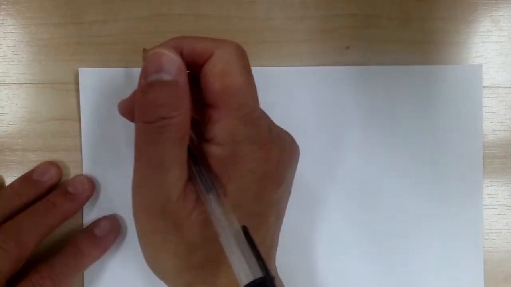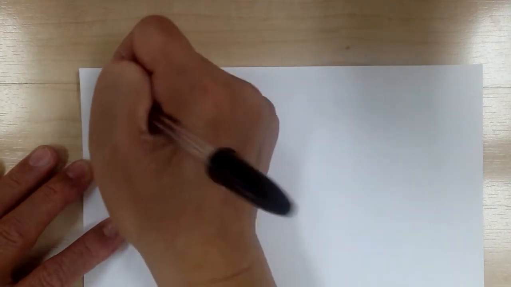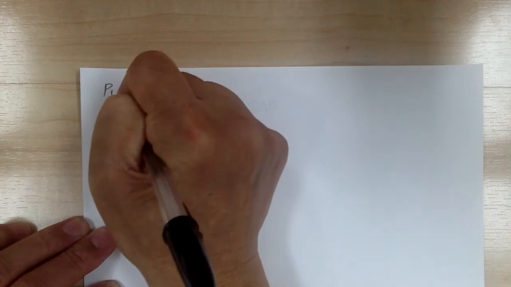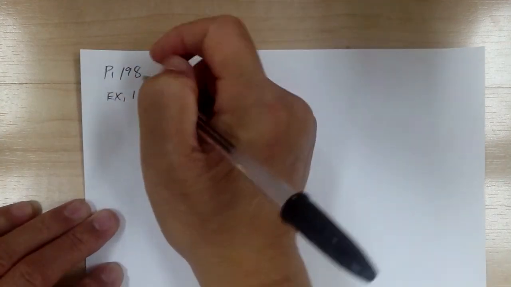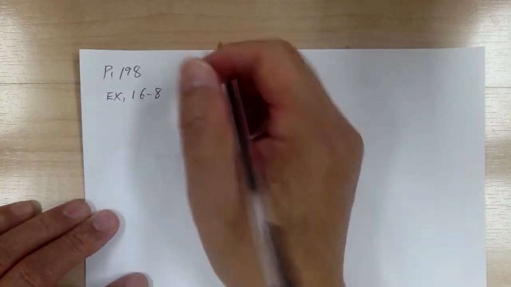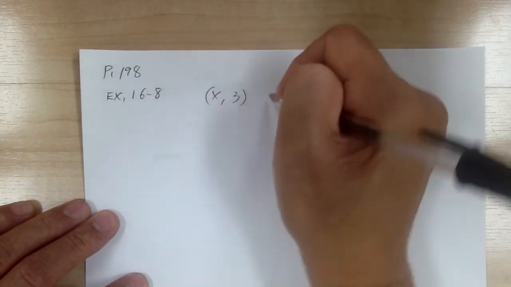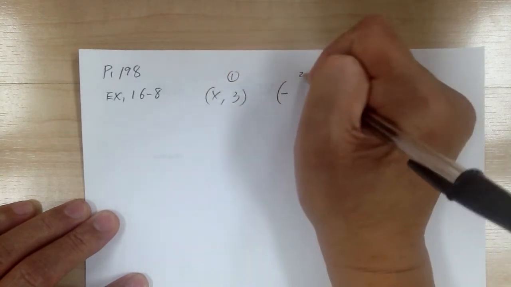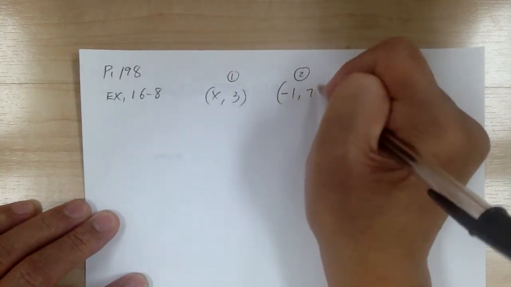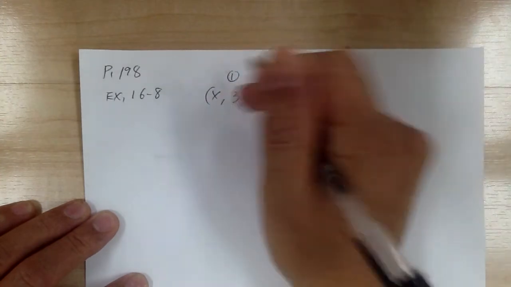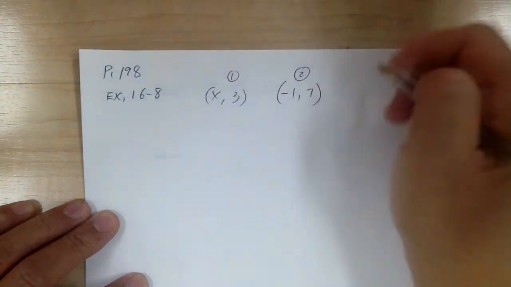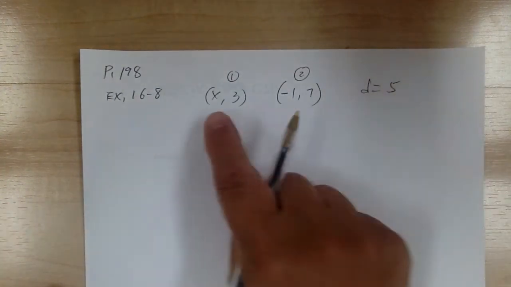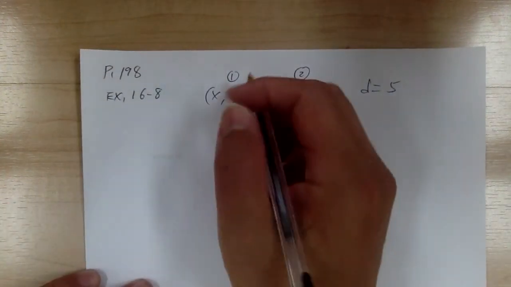Let's go to example 16-8. It is to find all the x such that the point (x, 3) is 5 units away from (-1, 7). So this is your point 1, point 2. The distance between the two points is equal to 5. Again, to solve for x, you just use the distance formula, right?